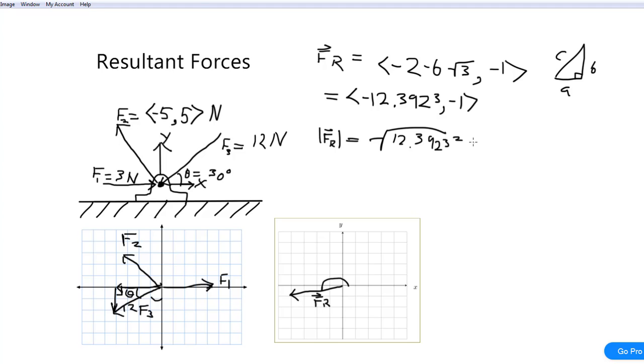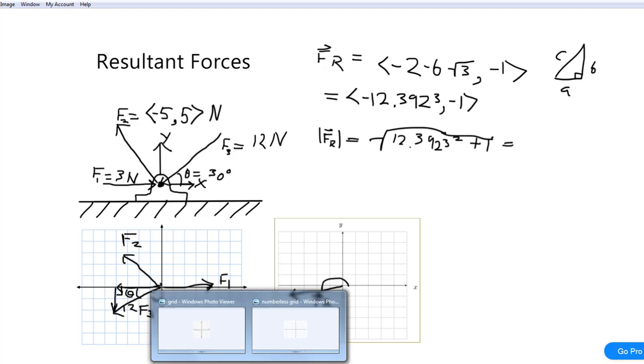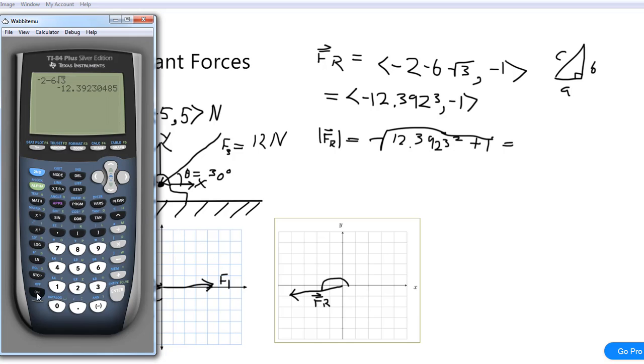So that's just going to equal 12.3923 squared plus 1 squared, which is just 1. Let's go to our calculator, turn it on. I don't know why it goes off. It's a little mystery to me. So second, square root, then second answer, square that, and then plus 1 in the end, because 1 squared is just 1. So enter, and we get that.